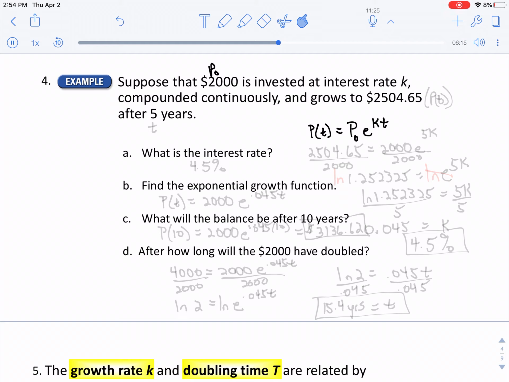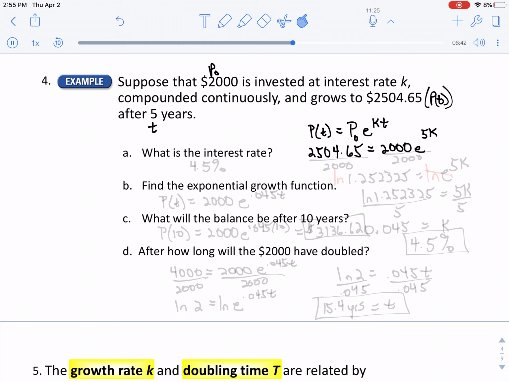We want it to grow to 2504.65, so that's our P sub t. And then 5 years is our time. So we're going to plug those into this formula. So we get 2504.65 equals 2,000 e, and then the time is 5, so I get 5k power.